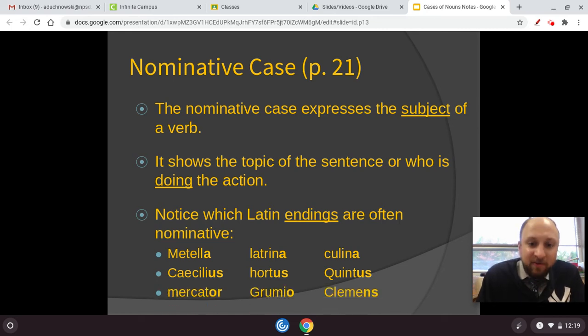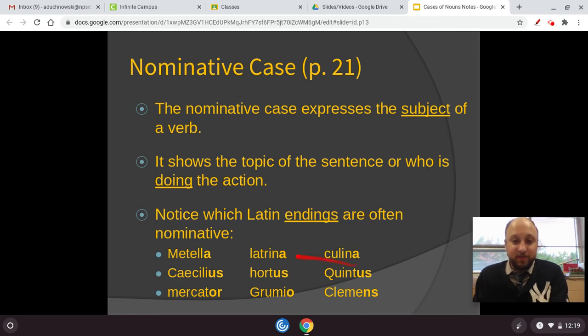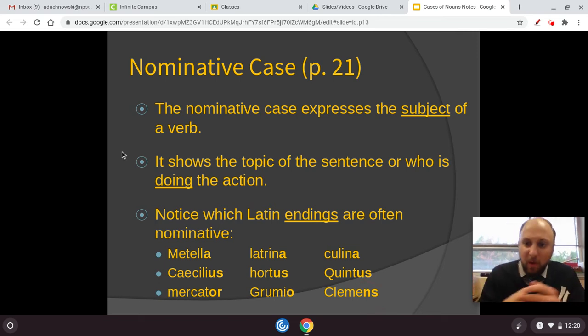And finally, we have sort of a mixed bag here. The regular word for merchant is mercator. The regular form of Grumio and Clemens's names end in O and NS respectively. So certain groups of nouns, all right, are kind of consistent, like the A group, the US group. We're going to see this more next stage. But mercator, Grumio, and Clemens, there's sort of a mixture of endings. We'll formalize this a little bit more in stage 3.